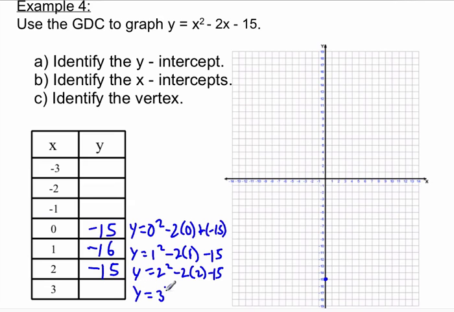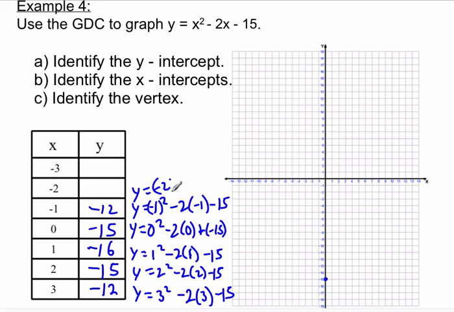And let's do the next one. 3 squared minus 2 times 3 minus 15. Okay, that'll give us 9 minus 6, which equals 3. 3 minus 15 equals negative 12. Okay, let's see if we get a negative 12 up here. We'll get 1 squared. Oh, sorry, this is negative 1 squared. Minus 2 times negative 1 minus 15. So we're going to get 1 plus 2 is 3. 3 minus 15 is negative 12.